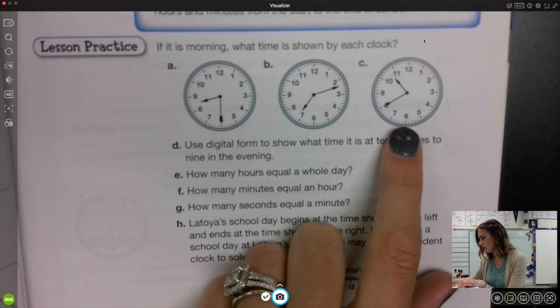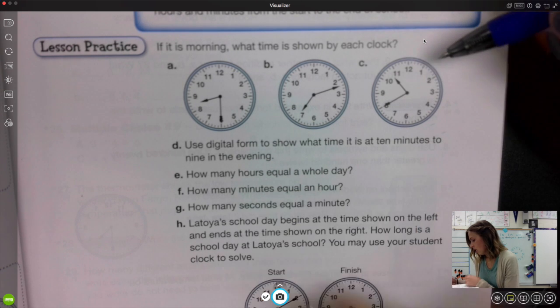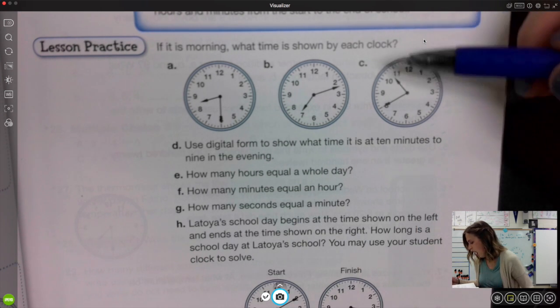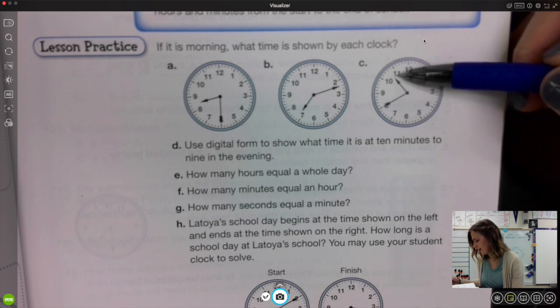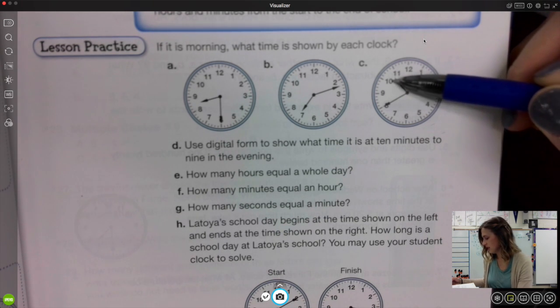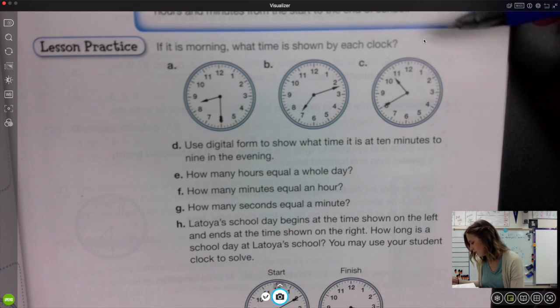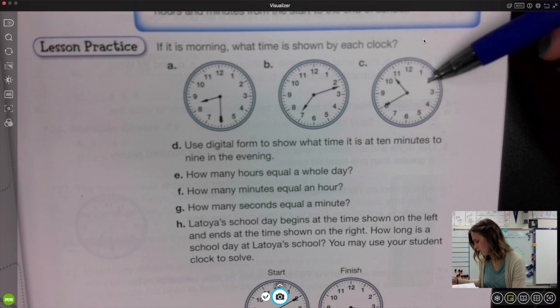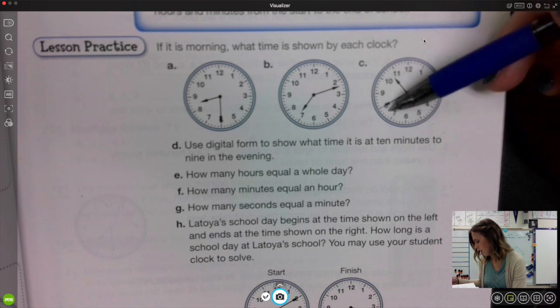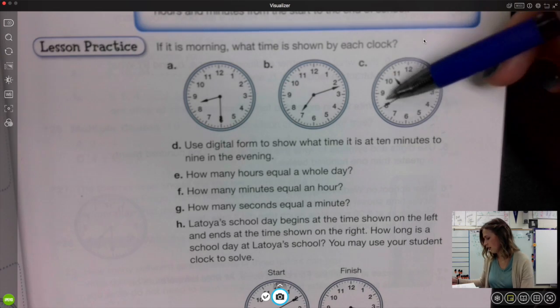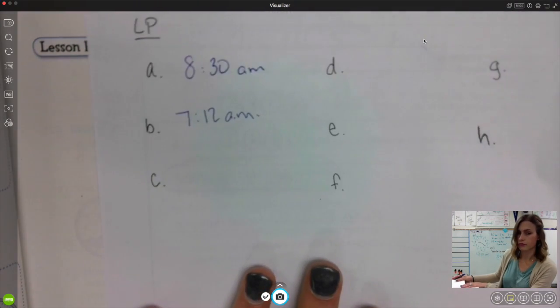And then C, the little hand is between the 10 and the 11, so we're going to use the 10. And then let's count by 5s to see what that 8 is. 5, 10, 15, 20, 25, 30, 35, 40. So it's 10:40 a.m.